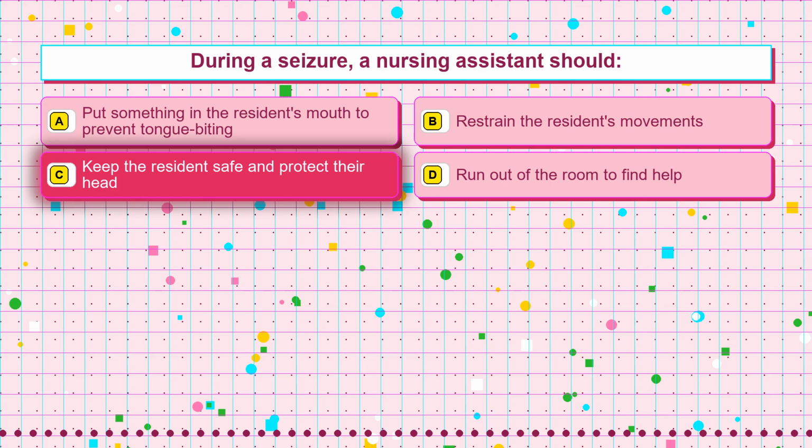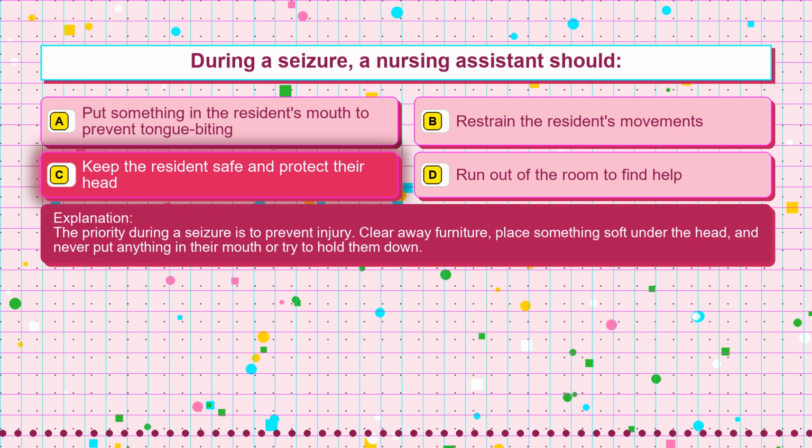The correct answer is option C. Keep the resident safe and protect their head. The priority during a seizure is to prevent injury. Clear away furniture, place something soft under the head, and never put anything in their mouth or try to hold them down.